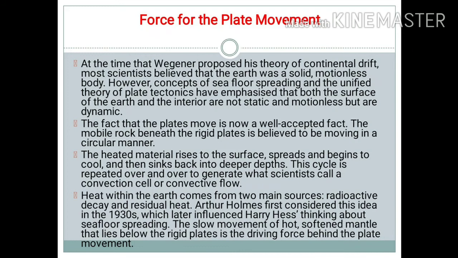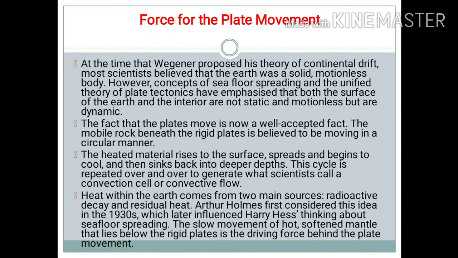This cycle is repeated again and again. Again the heated material comes to the surface, it spreads, it cools down, it sinks again. So this circular manner is observed inside the earth's interior. Because of this, scientists call this circular manner a convective cell, or convection cell, or convective flow, and the currents which are generated are called convectional currents.